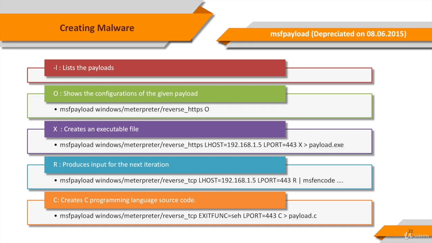MSFpayload was a command line tool that's used to generate and output all the various types of shellcode that are available in Metasploit. Using MSFpayload, you can create an executable file as well as create a payload to embed in a file. The parameters displayed in the slide give us some more on what MSFpayload does.